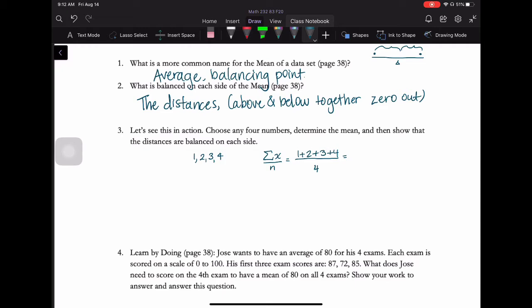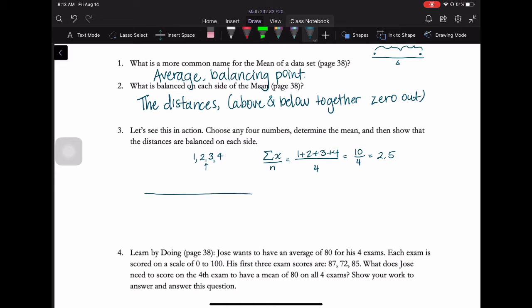1 plus 2 is 3, 3 plus 3 is 6, 6 plus 4 is 10. And 10 divided by 4 is 2.5. So this is saying that the average is 2.5. Well, 2.5 isn't in this data set, but that's okay. It's what's going to balance out these values.